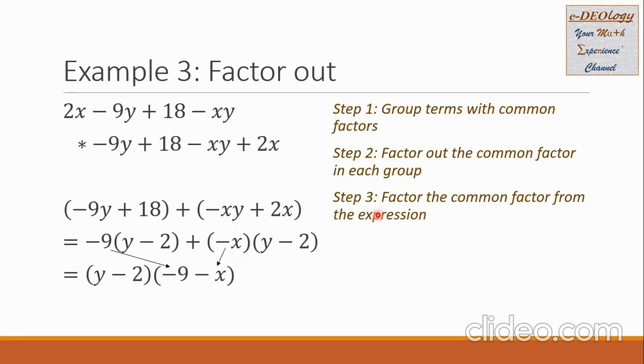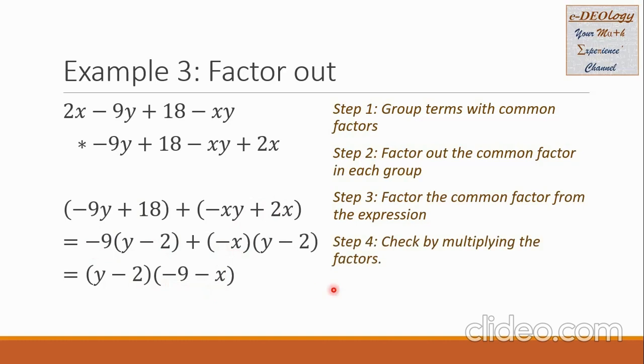And for step 3, let us factor the common factor from the expression. So the common factor is the y minus 2. It is now down here. And the second factor here should be a binomial. I will simply collect the terms that will remain after removing the common factor. For the first group, the negative 9 will come here. For the second group, the negative x will remain, and I should copy that down here.